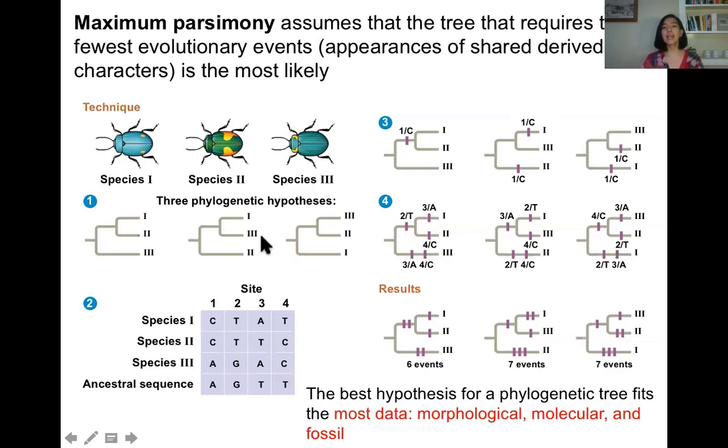And now, the best hypothesis for phylogenetic trees is usually the one that is supported by several sources of data. That means morphological data, genetic data.